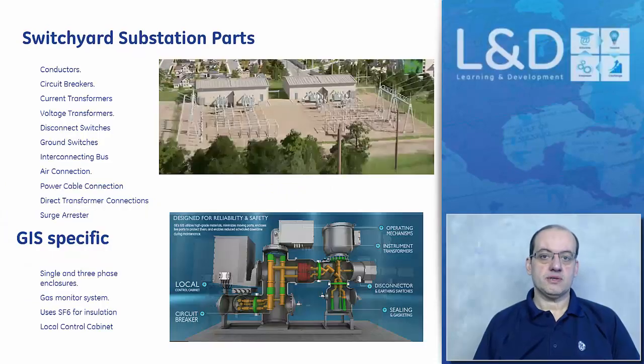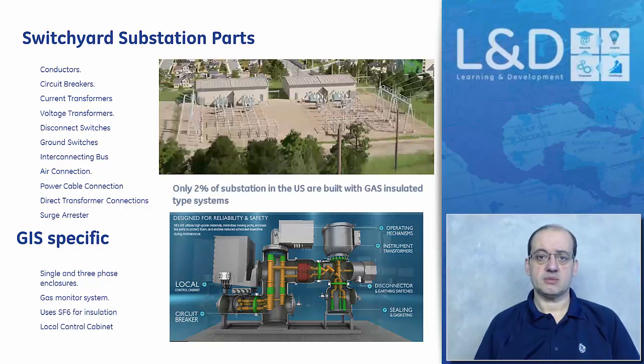The main components of a substation basically are contained within the switchyard. So you've got the current transformers, the voltage transformer, the surge arresters, the voltage regulators, circuit breakers. All of these components are within the switchyard. The switchyard can be insulated either with air or with gas, so it can be either an air insulated system or a gas insulated system.